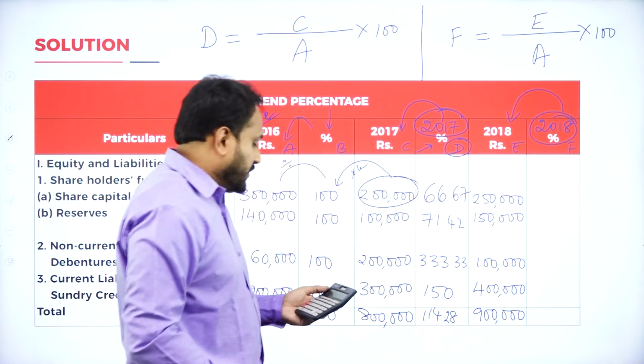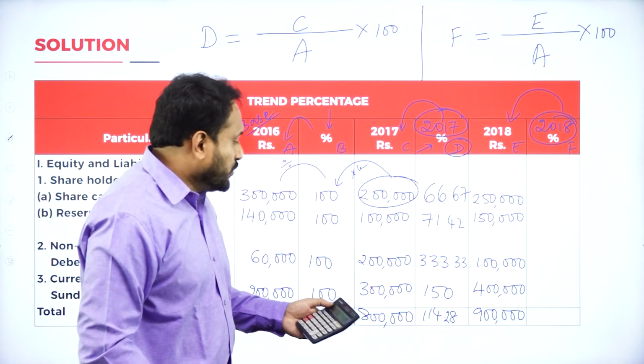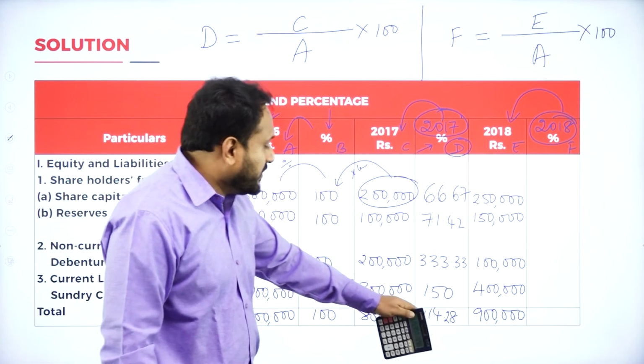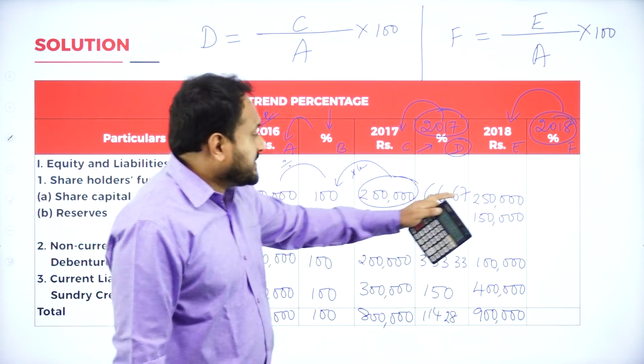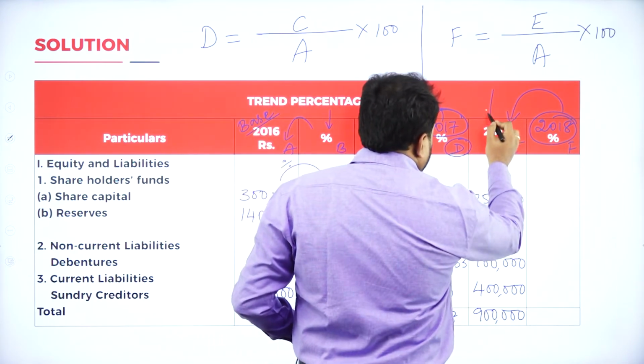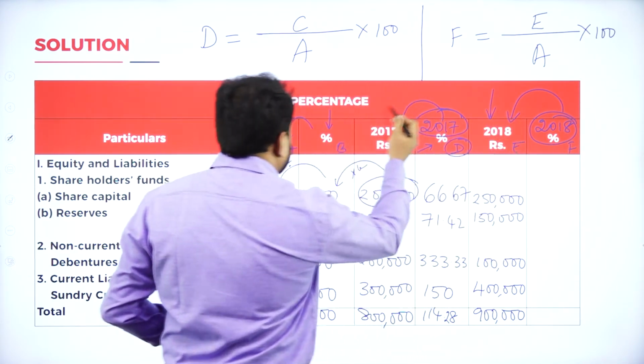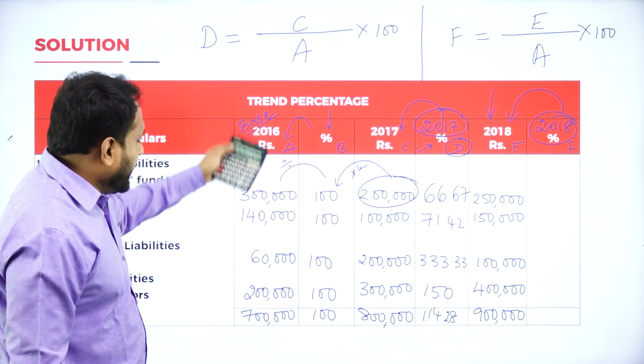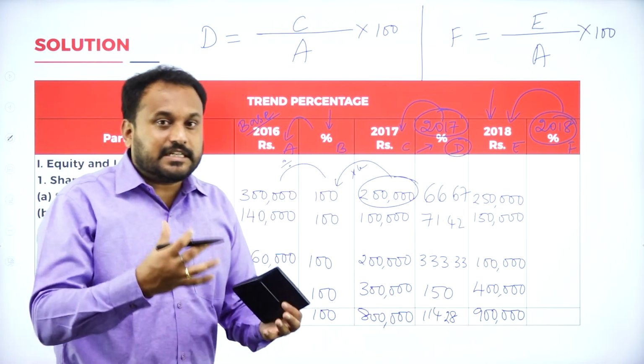114.285, so we'll round it off. 114.28. Done. Next, coming here, F. What should we do? This is E. E into 100% divided by 2016, because 2016 is our base.